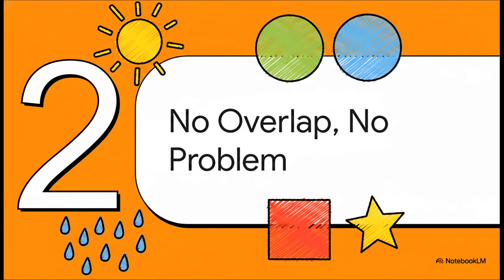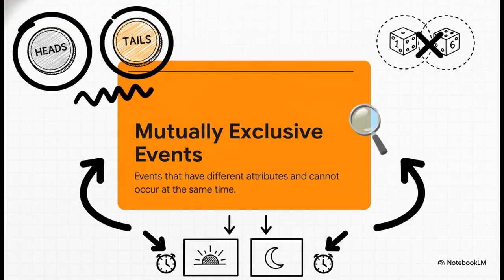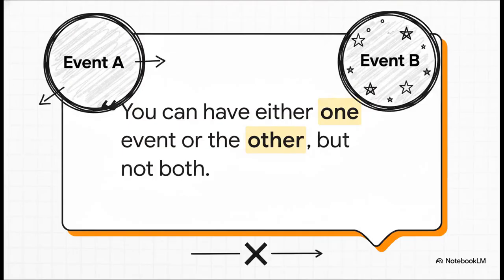This happens when the 2 things you're looking at have absolutely nothing in common. And that brings us to our first huge concept, mutually exclusive events. These are outcomes that just plain can't happen at the same time. Think about flipping a coin. It can land on heads or it can land on tails, but there's no way it can be both at once. So the key takeaway here, the most important part, is that there is zero overlap, absolutely none.